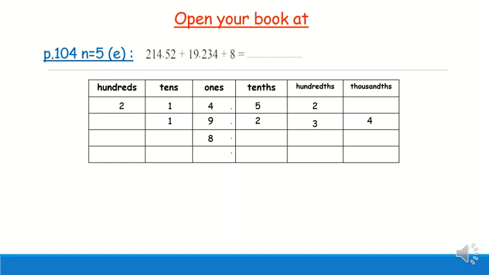Now, look at the first decimal number, 214.52. There is no thousandths. So here we add 0. For the whole number 8, there is no tenths, no hundredths, and no thousandths. So here we add 3 zeros. Then we add, starting from the thousandths column. Thousandths, T-H-S, it means the third digit after the decimal point.